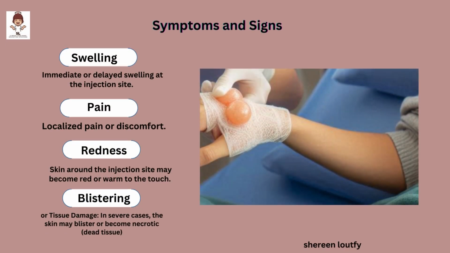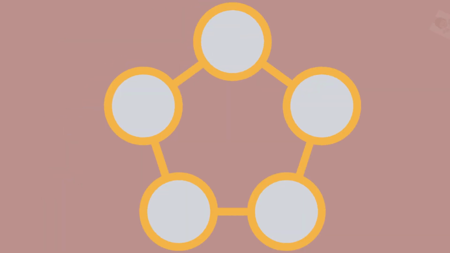Symptoms and signs: swelling, immediate or delayed swelling at the injection site; pain, localized pain or discomfort; redness, the skin around the injection site may become red or warm to the touch; blistering or tissue damage. In severe cases, the skin may blister or become necrotic, meaning dead tissue.